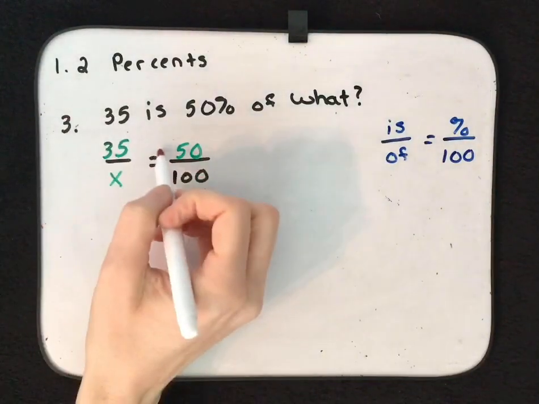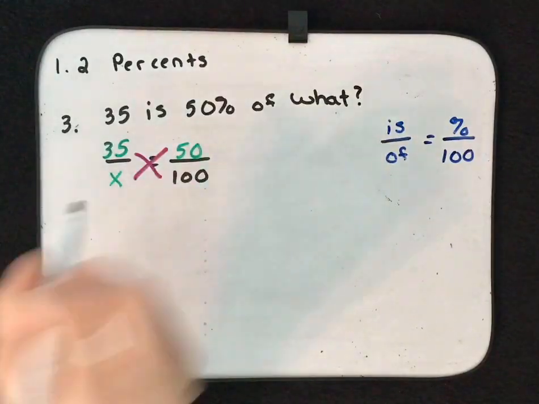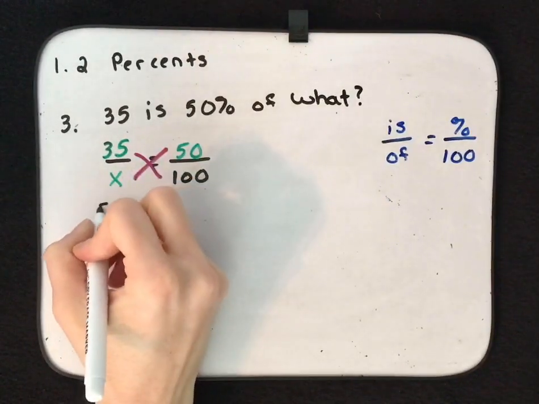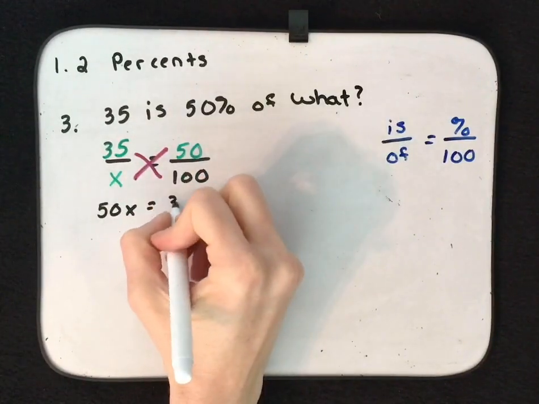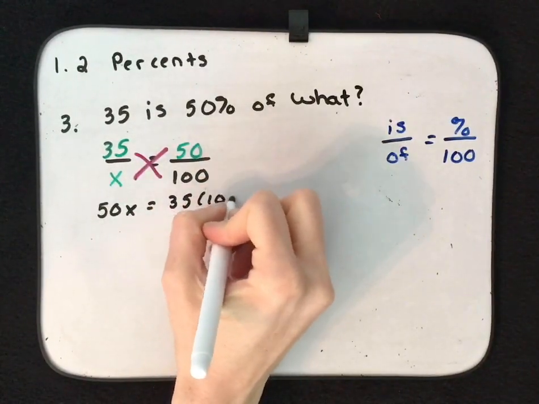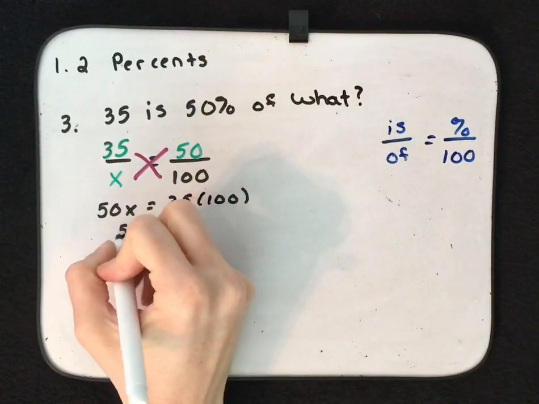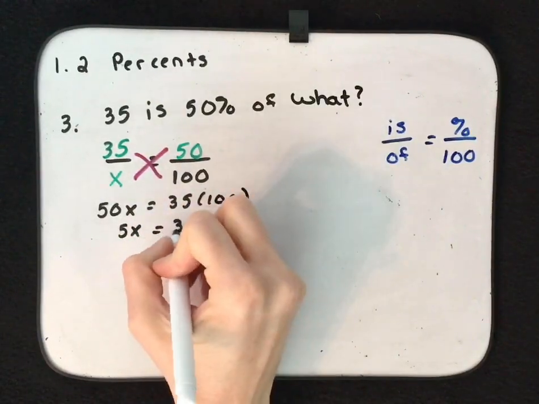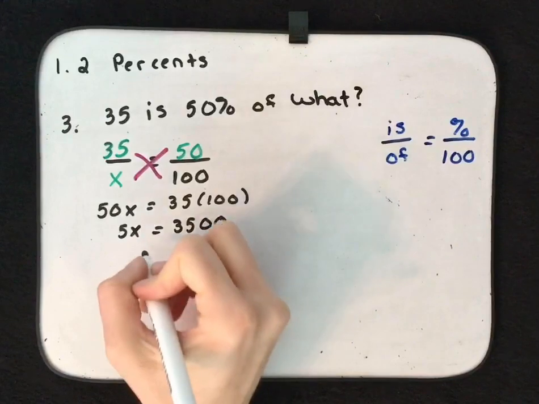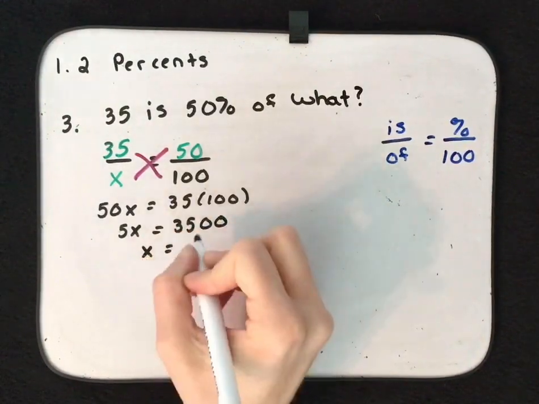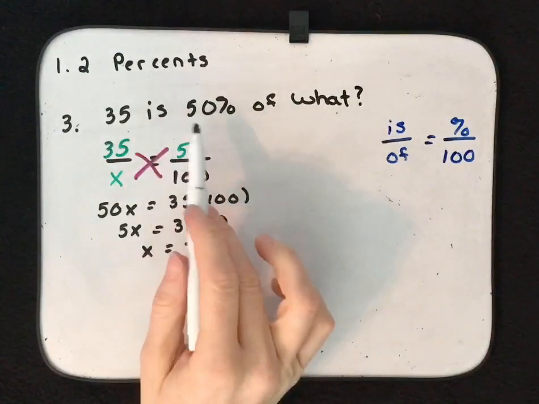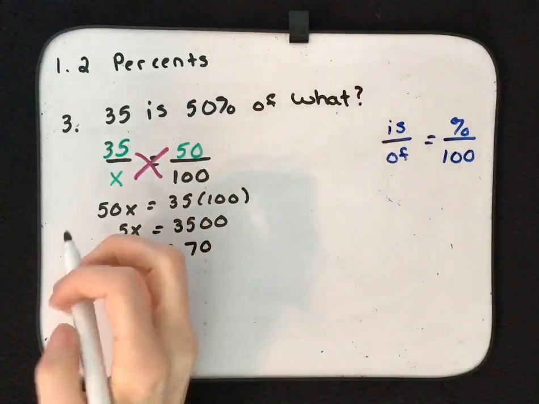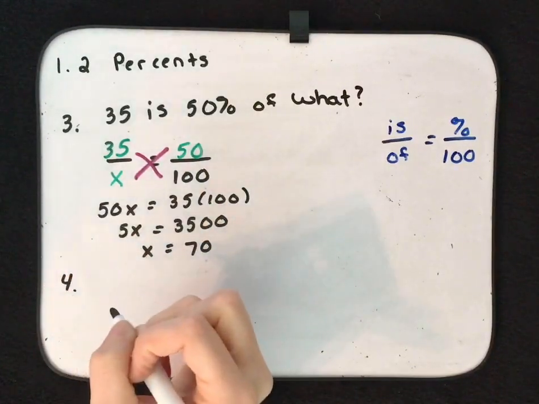So if we cross multiply, we have x times 50, so that's 50x. We have 35 times 100. So we have 50x equals 3,500, which means x equals 70. So 35 is 50% of 70. Let's try one more.